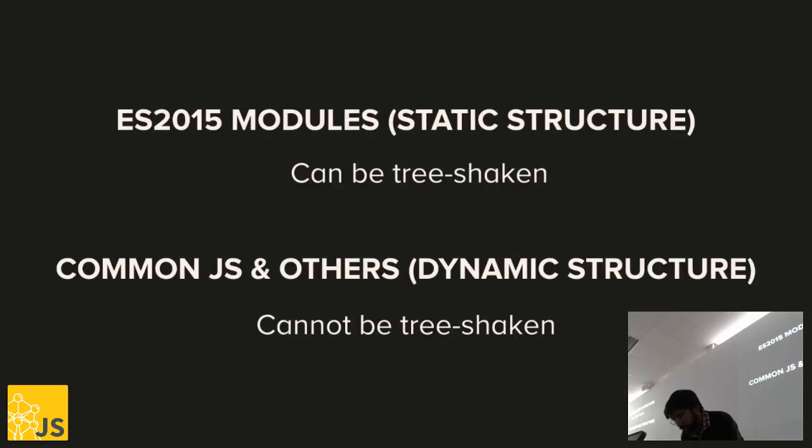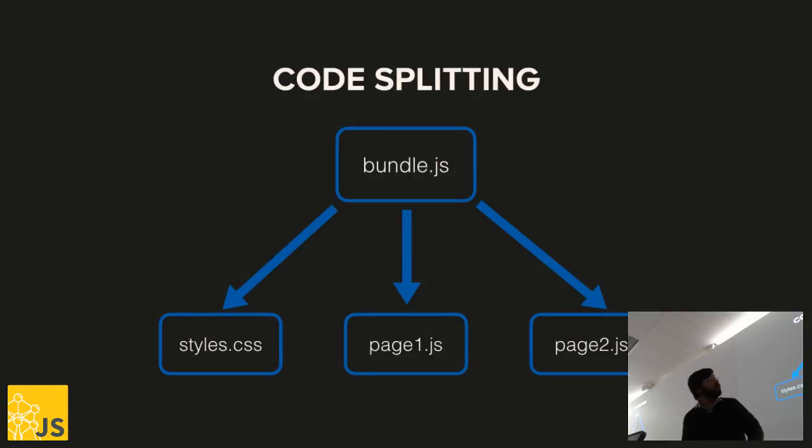Yeah, so like I said, ES6 modules can be tree shaken and CommonJS modules cannot. You can check out the official Webpack documentation on how to actually have tree shakeable modules. It's pretty straightforward and easy to use. Next, we'll discuss code splitting.